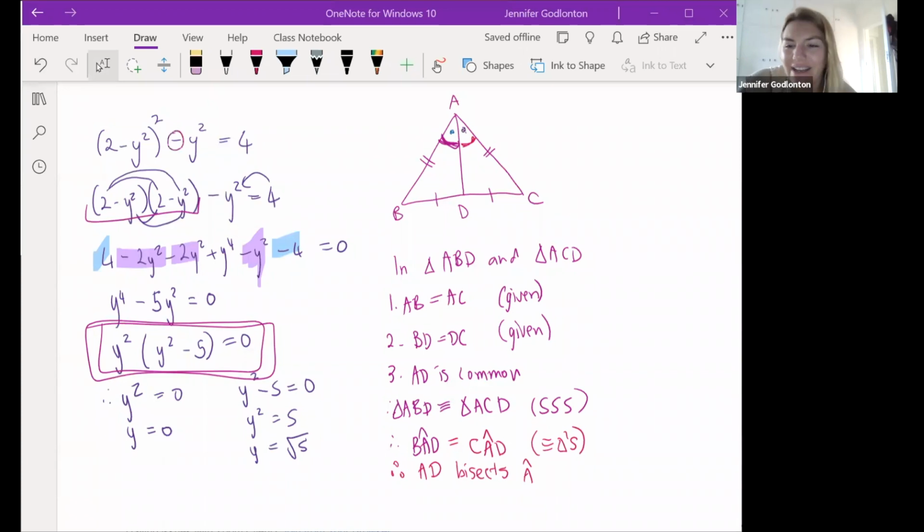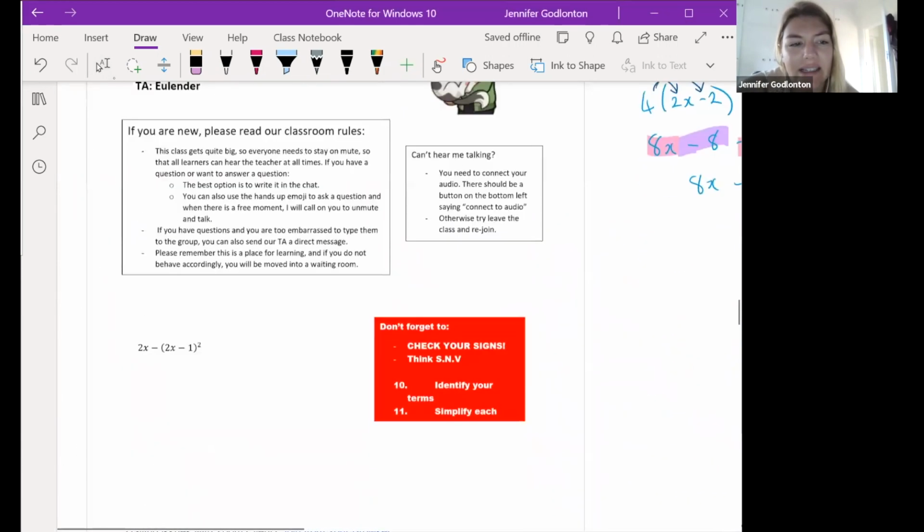Okay, let's get going, guys. Let's get into some algebra. If you want screenshots of these, please feel free to take them. And then let's get into some algebra, and hopefully get through some nice, tough questions today. We'll see how it goes. Okay.